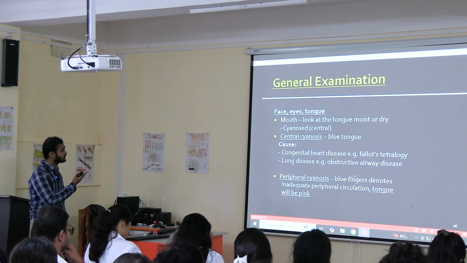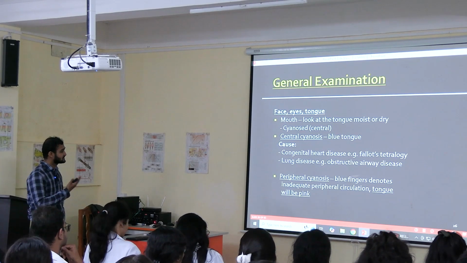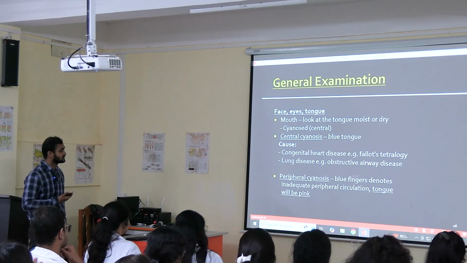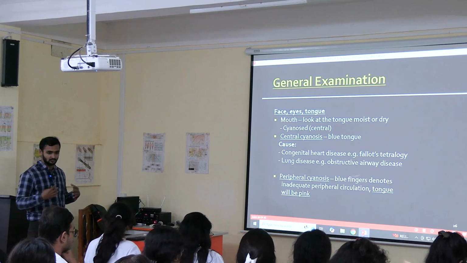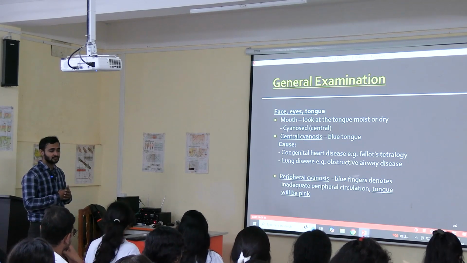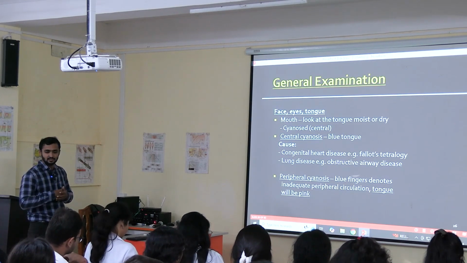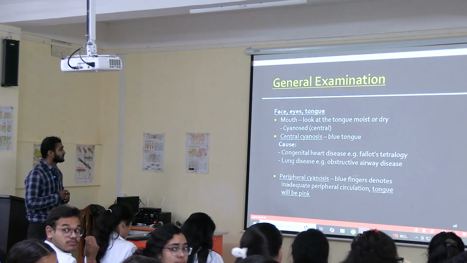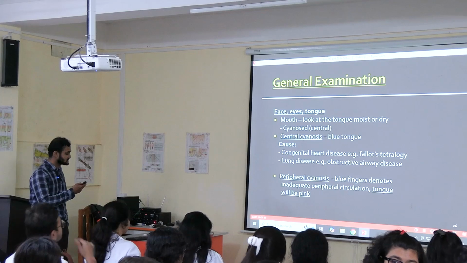There we will see there is bluish discoloration. So in conditions like tetralogy of Fallot, we will see this, and in obstructive airway disease. The mixing is not proper. Okay. So the oxygenated blood is mixing with the deoxygenated blood, like in valvular disorders, or the septal disorders. So there is improper mixing. There we see the central cyanosis.